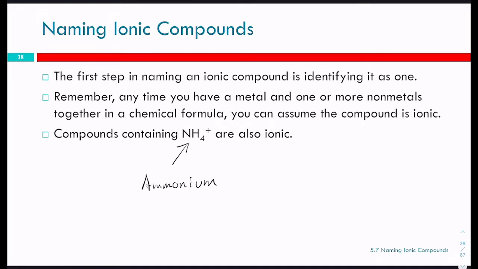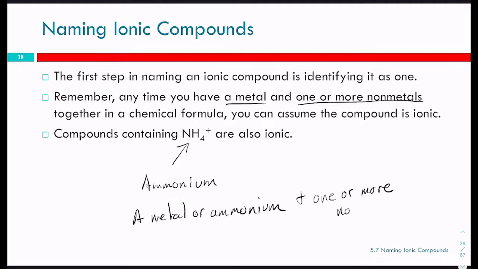So the first step in naming an ionic compound is identifying it as an ionic compound. And we could do that by looking and checking if there is a metal and one or more nonmetals together in a chemical formula. We assume it's ionic. The exception is that it's actually a metal or ammonium and one or more nonmetal. So you can group in this ammonium with the metals as ionic compounds.